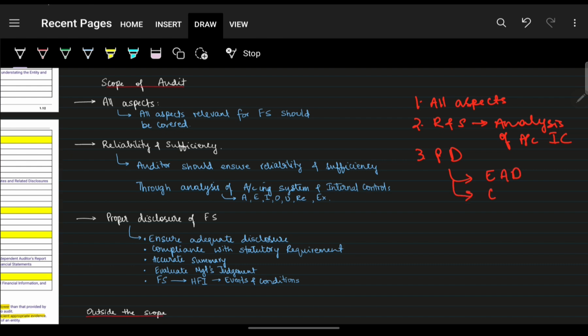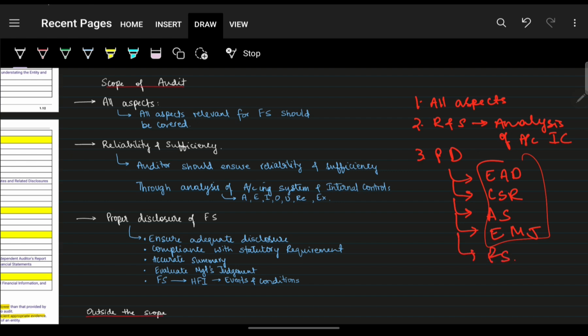Next, compliance with statutory requirements, accurate summary, evaluate management judgment, and lastly, out of nowhere they just explain that the financial statements are historical financial information stating the events and conditions of the entity. So basically there are only 3 points plus that 1 point talking about the financial statement.